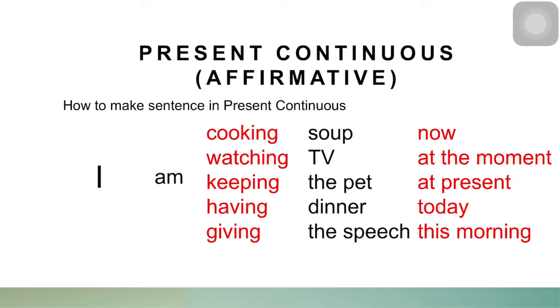Next, we use I for the subject. Because I is special, I use the to be am. And this one is the present participle. And this one is the object, and of course this one is the time.